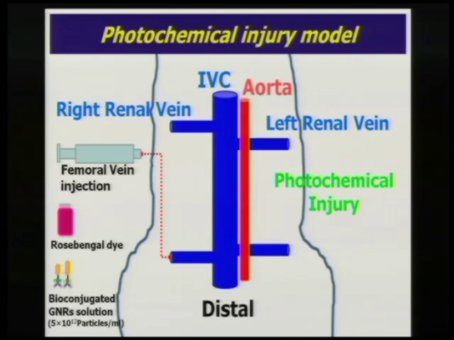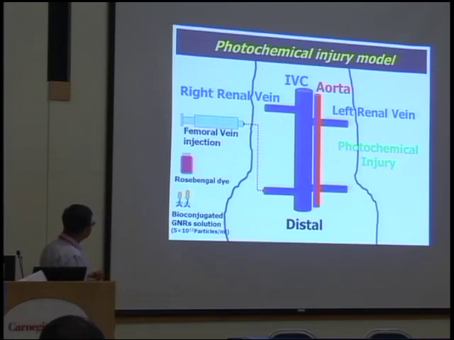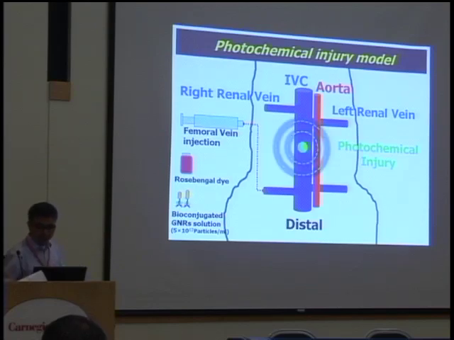We use as a test bed an animal model where we shine a laser to induce injury on the endothelial cells. After you inject Rose Bengal dye, the chemical reaction injures the vessel and causes inflammation. Then we made these nanorods at different aspect ratios, conjugated with different biomarkers, and we inject them.